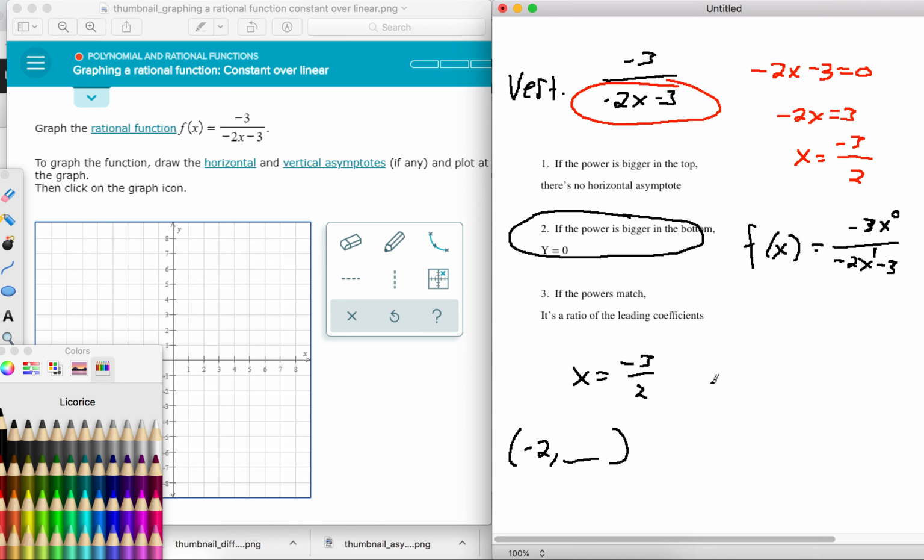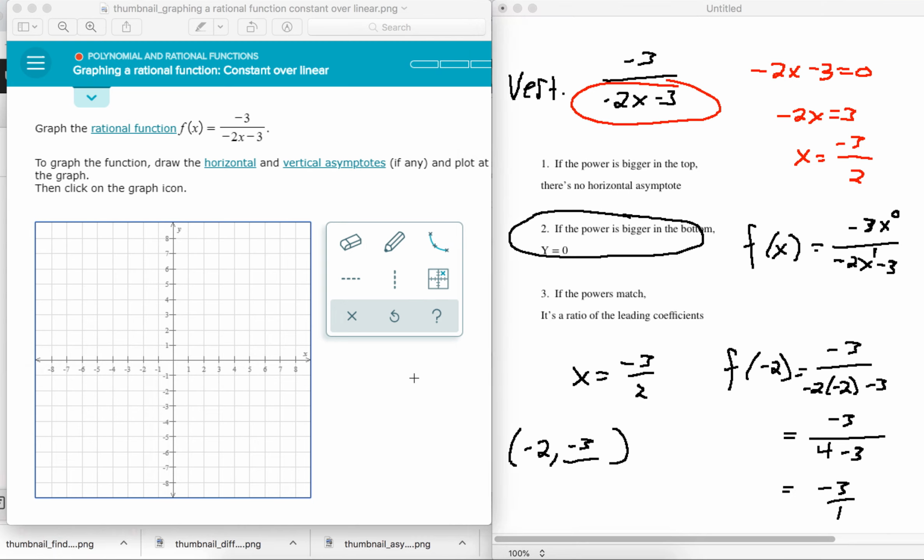So actually, let me see if I can think of something better, because that won't come out to an integer. Think of this. Oh, that's great. Actually, that's a good one to plug in. So if you plug in -2 for x, you got -3 on top still. -2 times -2 makes 4. So that gives us -3 over 1. So that gives us a nice -3. You just plot -3 with the pencil. You go to -2 on the x, -3 on the y. Use your pencil tool there.